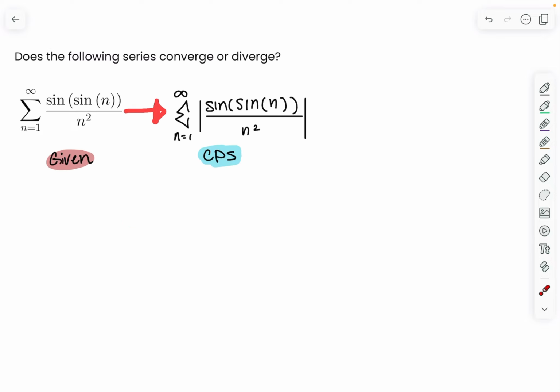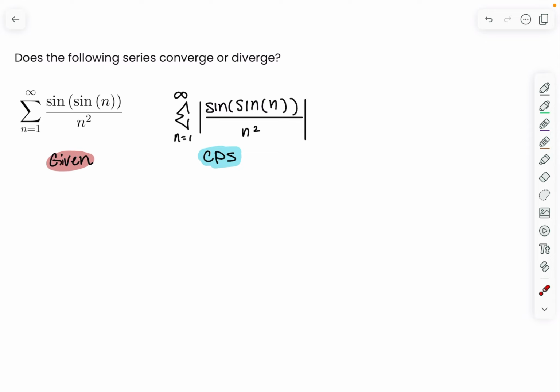Okay, so we made the series positive in hopes that we're now able to use the tests that we learned, like DCT, LCT, and integral tests, on this series. But wait, doesn't adding absolute value to it make it a different series? Yes, that's why we call it the corresponding positive series.